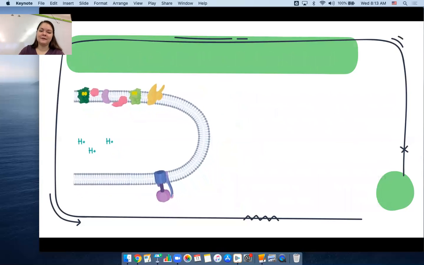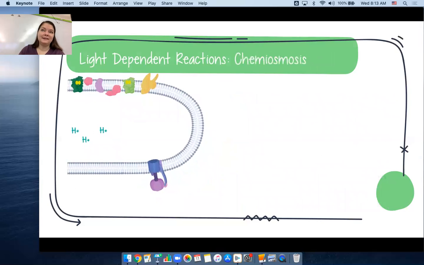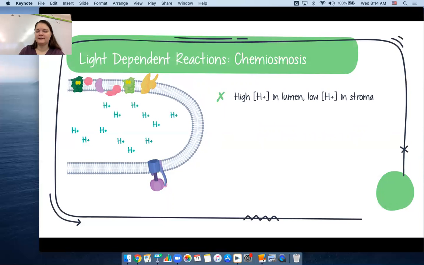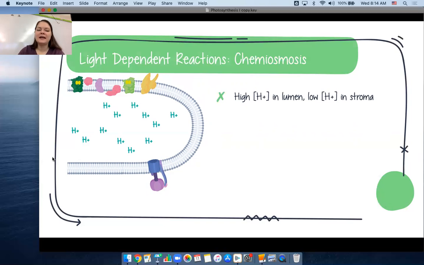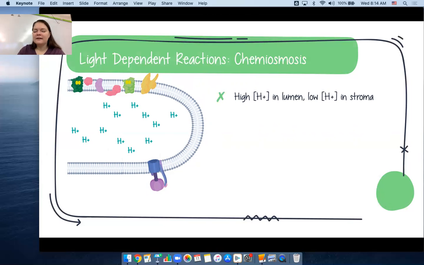And no surprise here, it's a ton easier than the electron transport chain. All that happens is we're going to take this electrochemical gradient that is built up because of the electron transport chain. And so now we've got a ton of protons that are chilling in the lumen, not so many in the stroma. Think about something here.